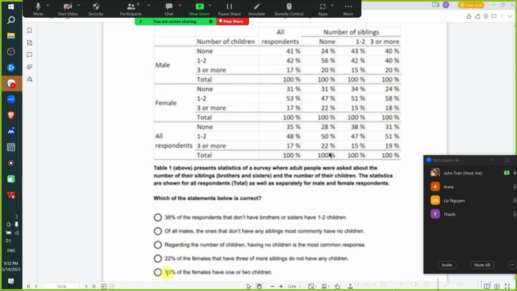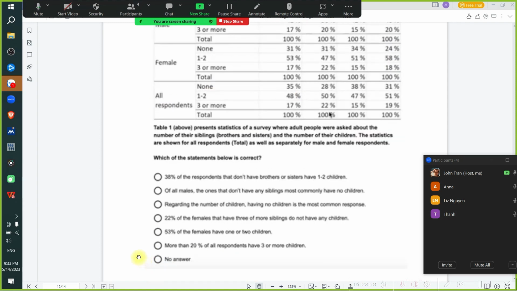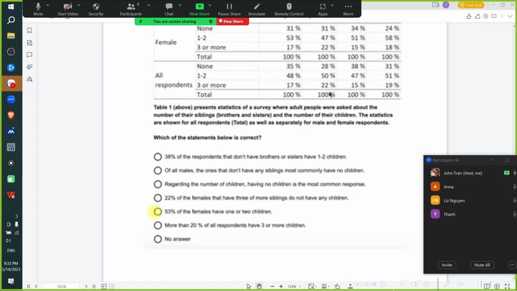E. 53% của những người nữ có 1 hoặc 2 con. So yeah, 53%, isn't it? 1 or 2 children. 53% người nữ có 1 hoặc 2 con là đúng không các bạn? True. So the last one is actually true too, you know. I mean, E is true. A is true. And then F. Wait, A, B, C, D, E, F, G.